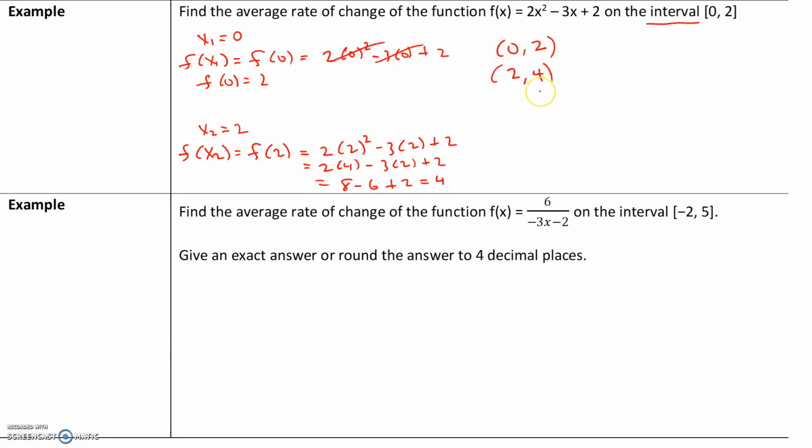So that's 2, 4. The average rate of change, or the slope, is equal to 4 minus 2 divided by 2 minus 0. This is 2 over 2, which is equal to 1.